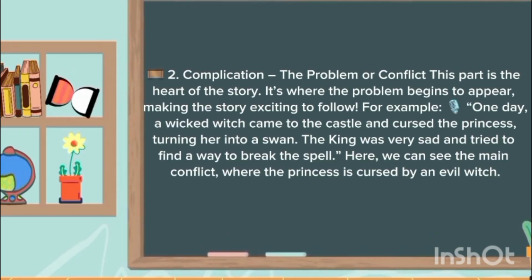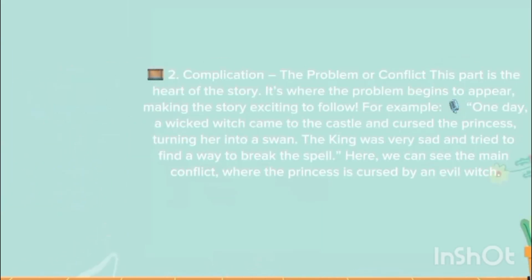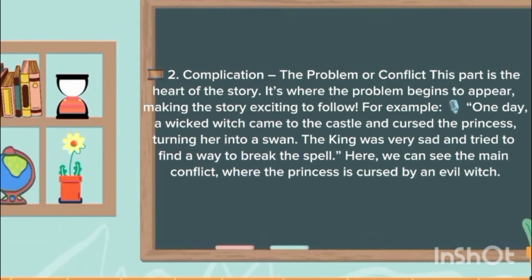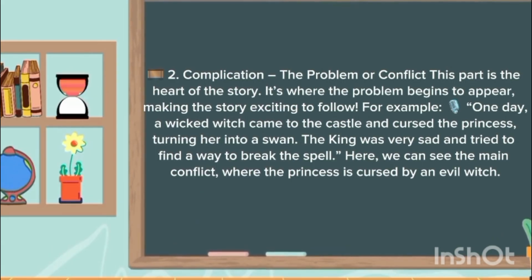Second, complication. The problem or conflict. This part is the heart of the story. It's where the problem begins to appear, making the story exciting to follow. For example, one day, a wicked witch came to the castle and cursed the princess, turning her into a swan. The king was very sad and tried to find a way to break the spell. Here, we can see the main conflict where the princess is cursed by an evil witch.